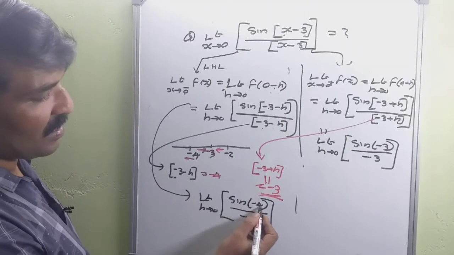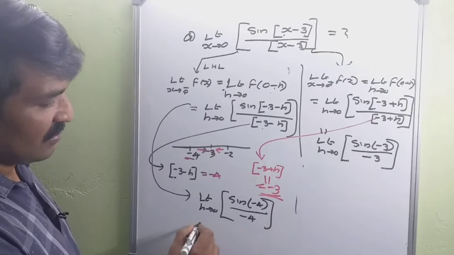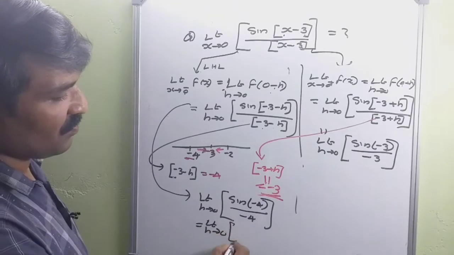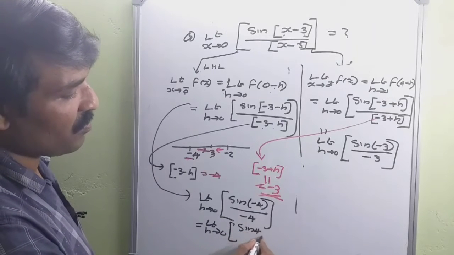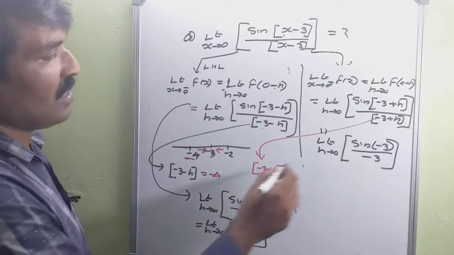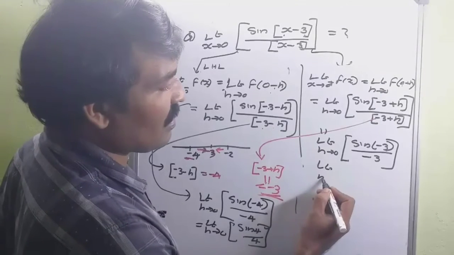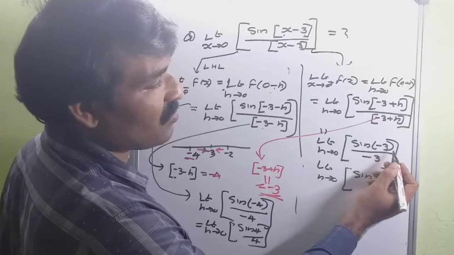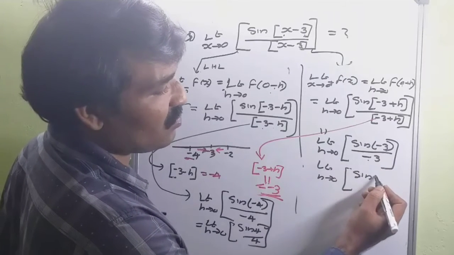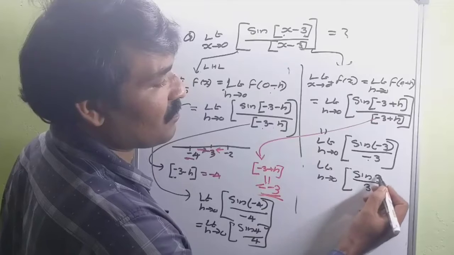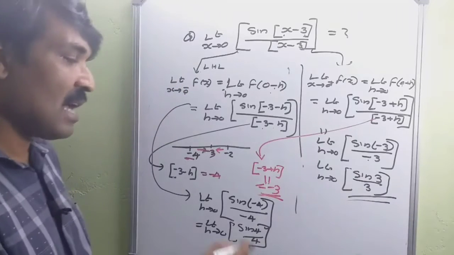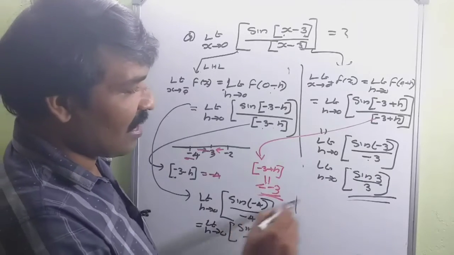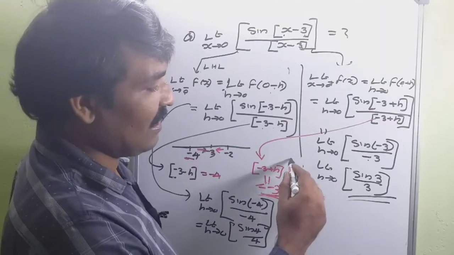So, sine of minus theta is equal to minus sine theta. So this is equal to limit h tends to 0 of the greatest integer function of sine 4 by 4. And this is equal to limit h tends to 0 greatest integer function of sine of minus 3, which is equal to minus sine 3. And the numerator there is a minus, so this will become sine 3 by 3. Now, what is the value of sine 3 and sine 4? Remember, in calculus, this 3 and 4 are measured in radians.